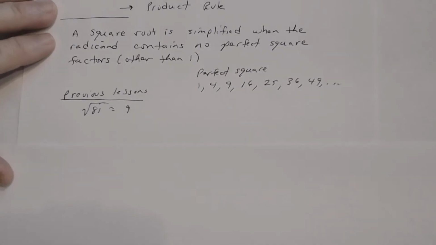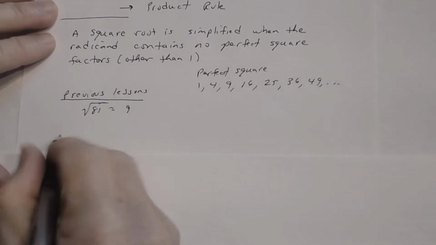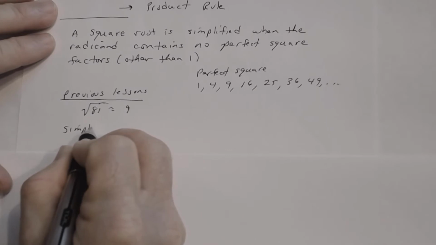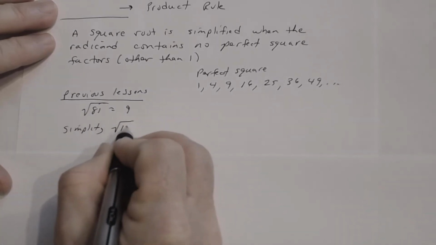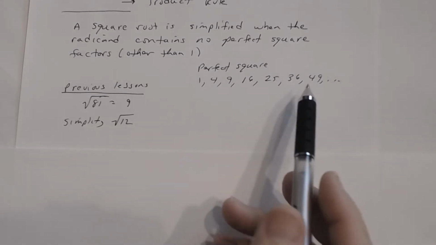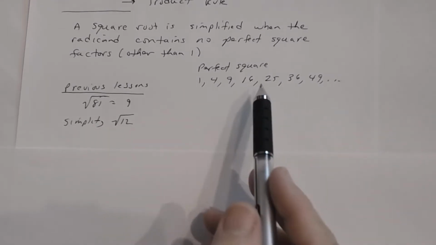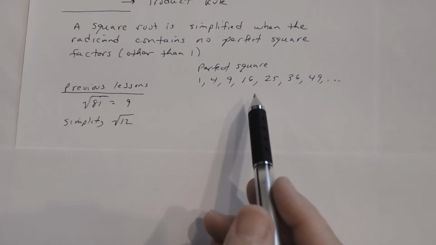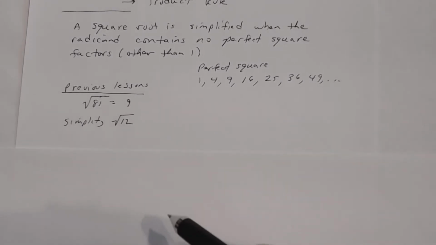But what if I ask you to simplify the square root of 12? Well, obviously 12 is not a perfect square. 12 is not listed here. There is no positive whole number times itself that is 12.